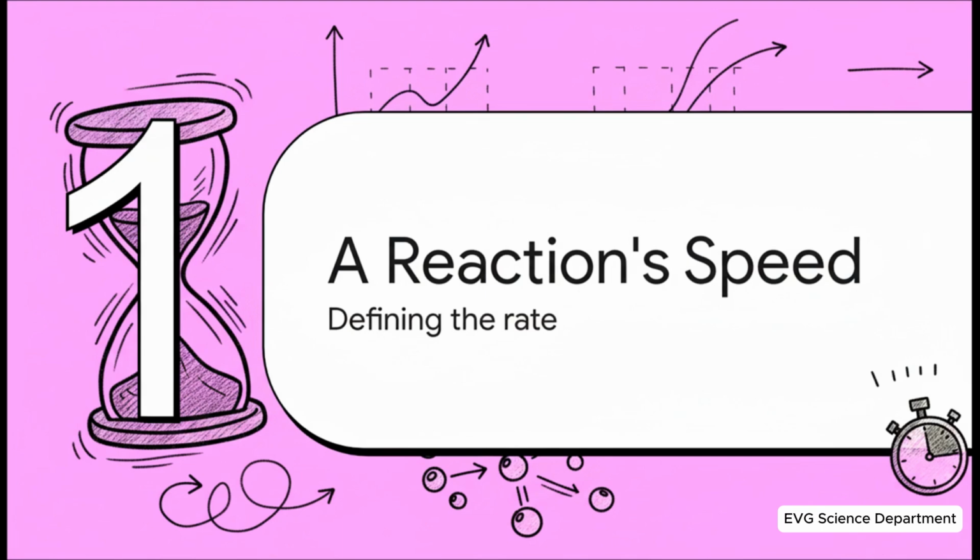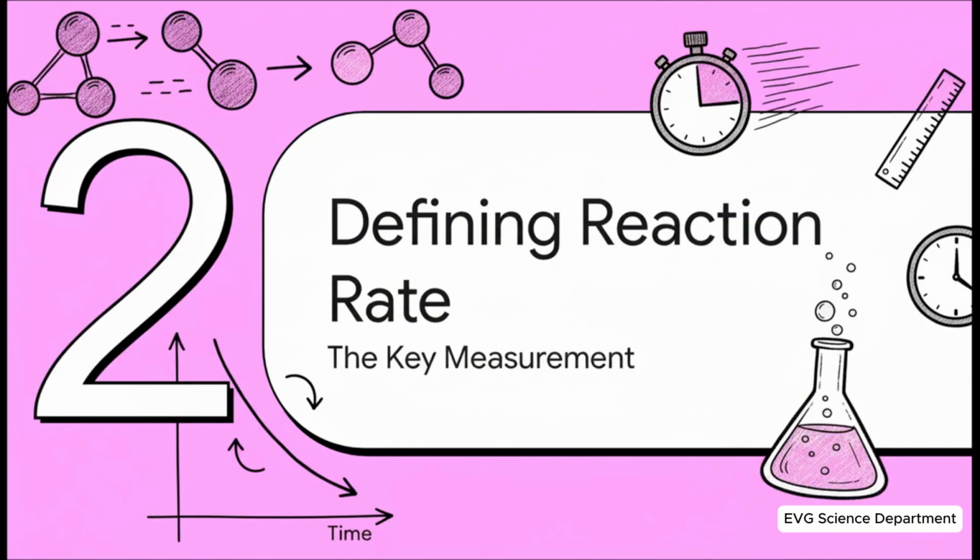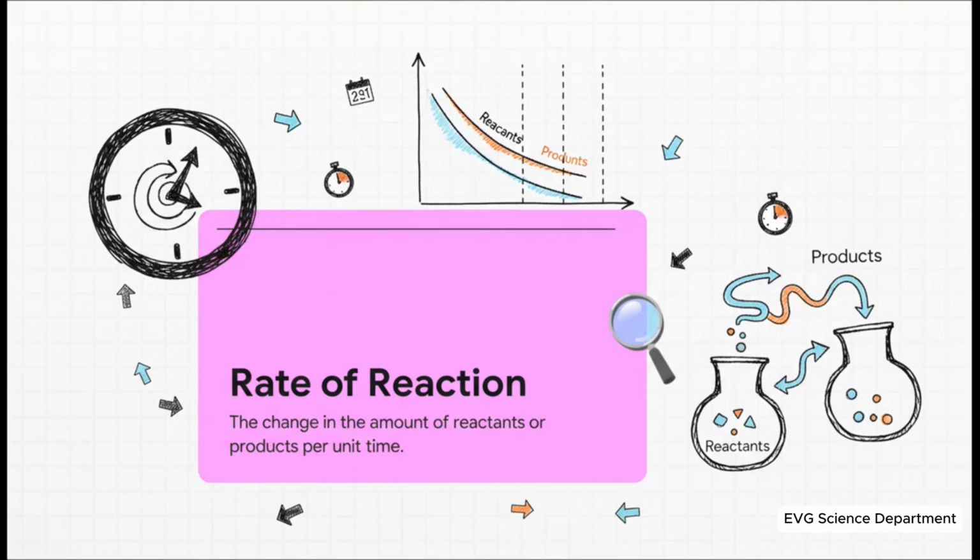Okay, so our investigation starts with figuring out what we're even looking for. You've got to agree on what reaction speed actually is, and that leads us straight to our first big clue, the rate of reaction. So what is the rate of reaction? Well, think of it like this. It's just how much stuff changes over a certain amount of time.